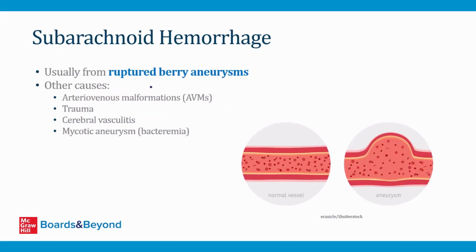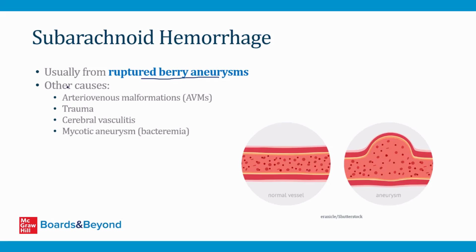So I mentioned this already, but the usual cause of subarachnoid hemorrhage is a ruptured berry aneurysm. I talk about berry aneurysms in detail in other videos, but these are aneurysms of large blood vessels that are part of the circle of Willis. One of those aneurysms develops, and the wall gets thin and it ruptures. That's going to allow blood to enter the subarachnoid space.